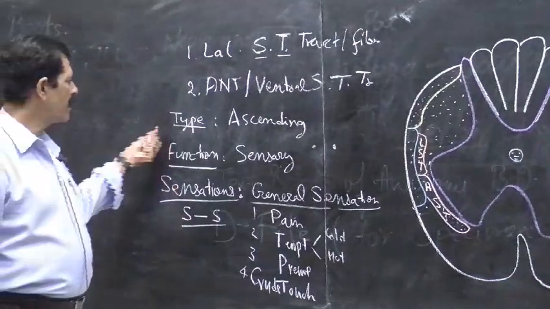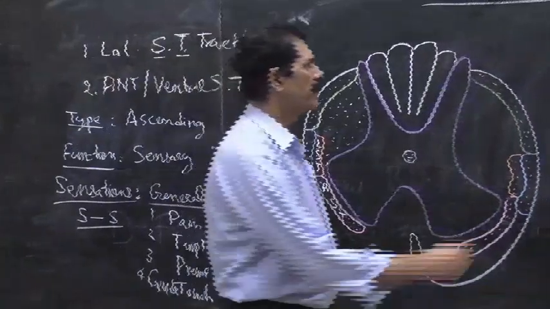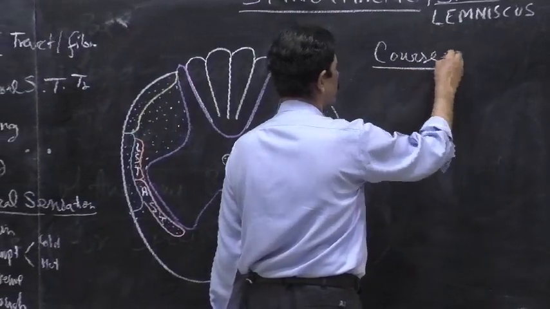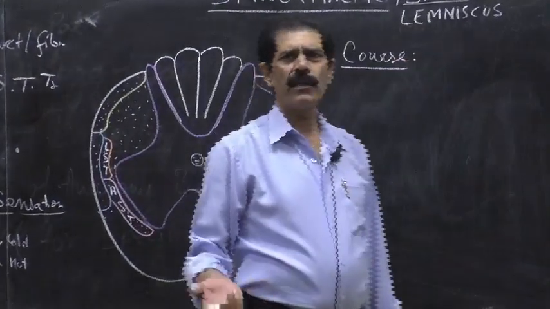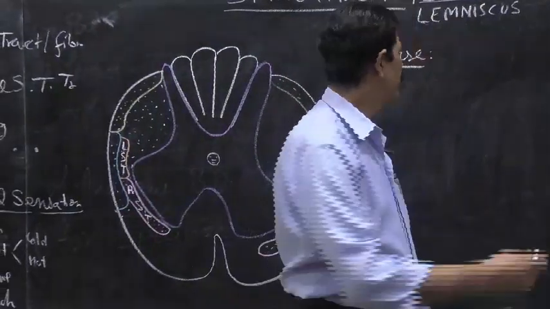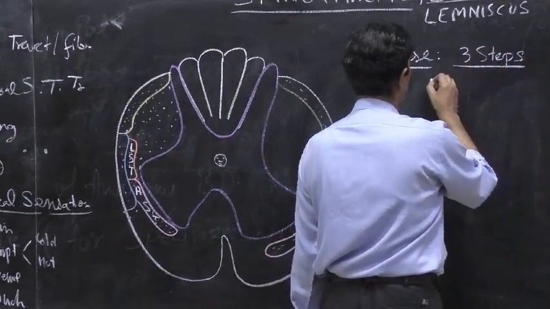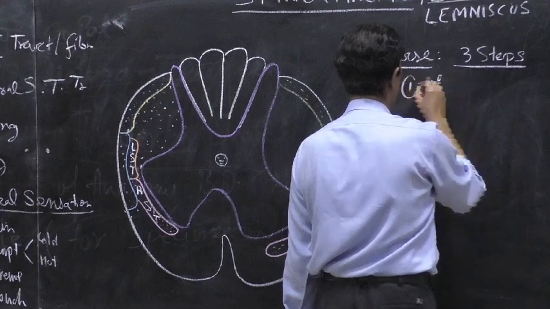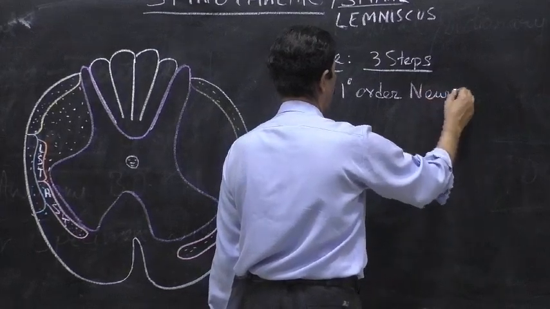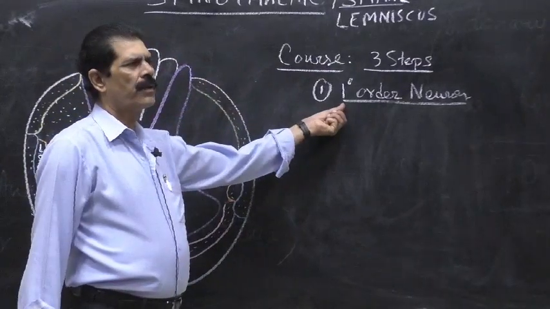After giving these headings and subheadings, the next heading is the course of these tracts. You have to write the course. As they are sensory, it is a rule that these sensations go in 3 steps. This 3-step course is by the first order neuron, second order and third order neurons. So first we will discuss the first order neuron.